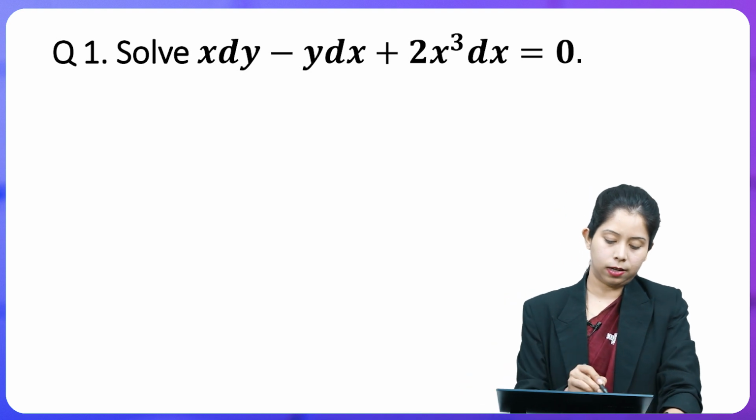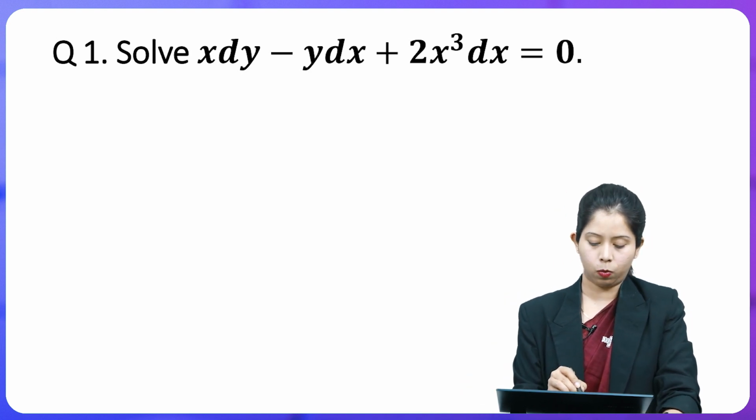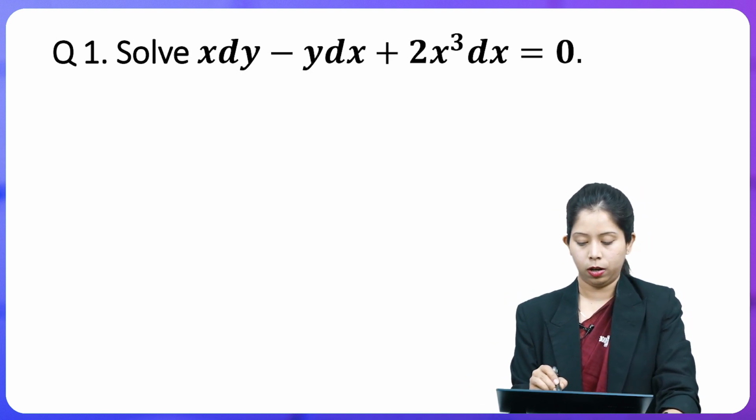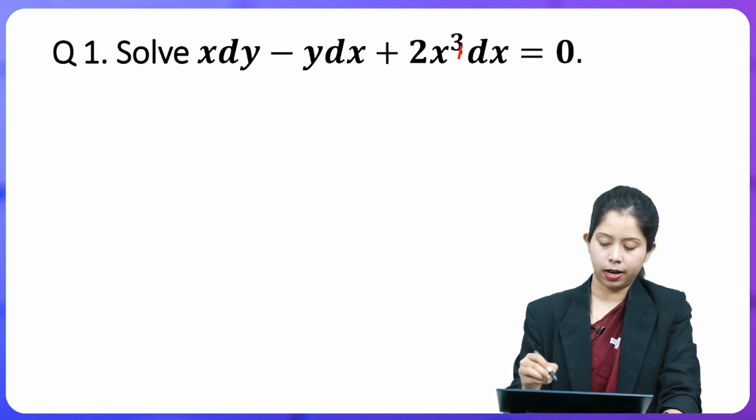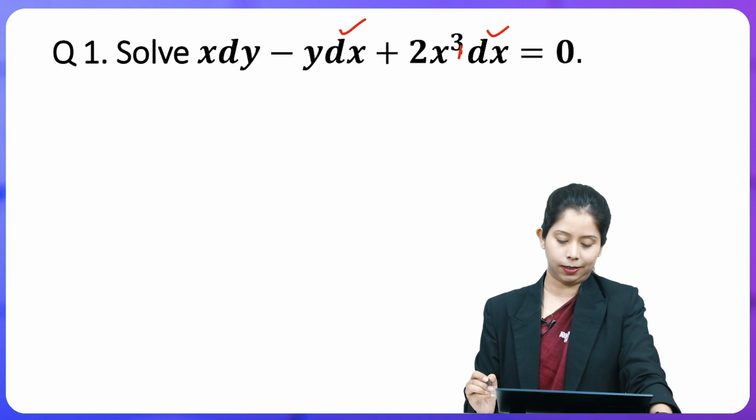Question number 1 is: solve x dy minus y dx plus 2x cube dx equals 0. The first step is, you can see that here dx is appearing in the second as well as in the third term.